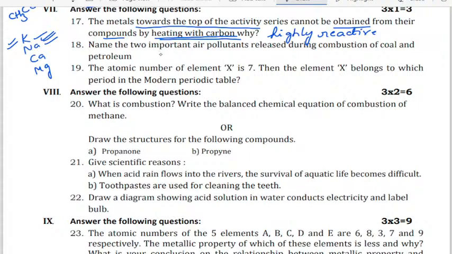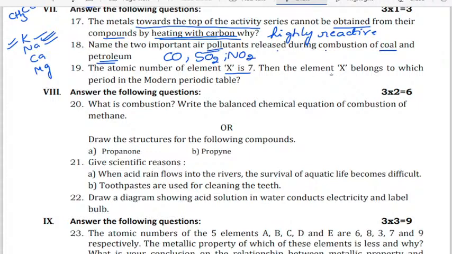Next, name the 2 important air pollutants released during the combustion of coal and petroleum. When we burn coal and petroleum, it always releases carbon monoxide, sulfur dioxide, and also nitrogen dioxide, children. So these are the air pollutants released when we burn coal and petroleum. Clear? So next, the atomic number of the element X is 7.